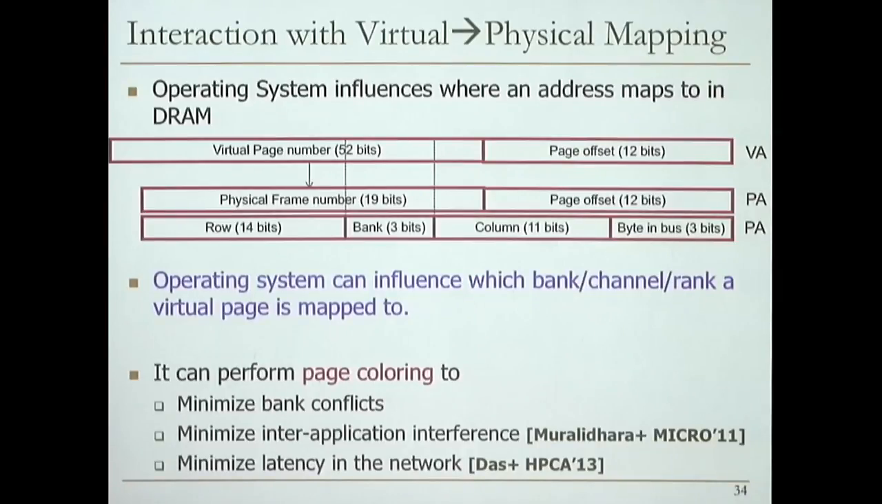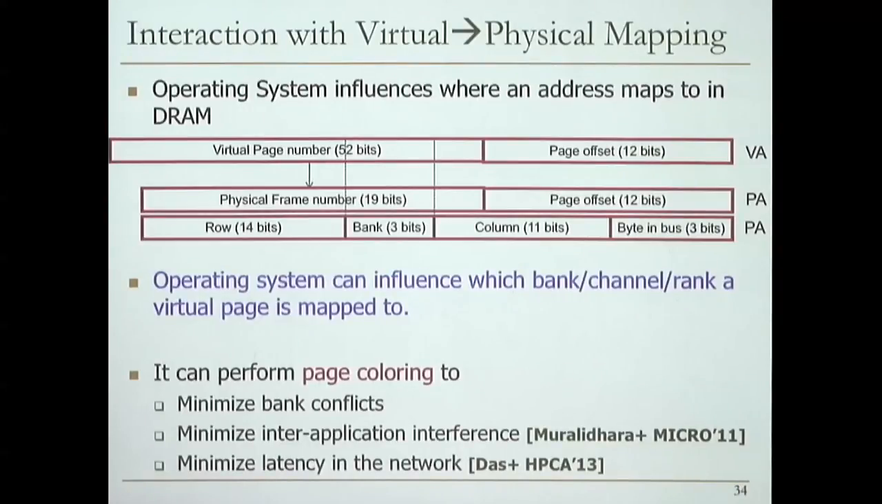We may cover that later on. It can minimize latency in the network, potentially, depending on how you do that allocation, because these address bits can be used for other things. For example, if you have a multi-core system where the cache is distributed across different cores, the operating system may have an influence on where each data block actually resides in that multi-core system.